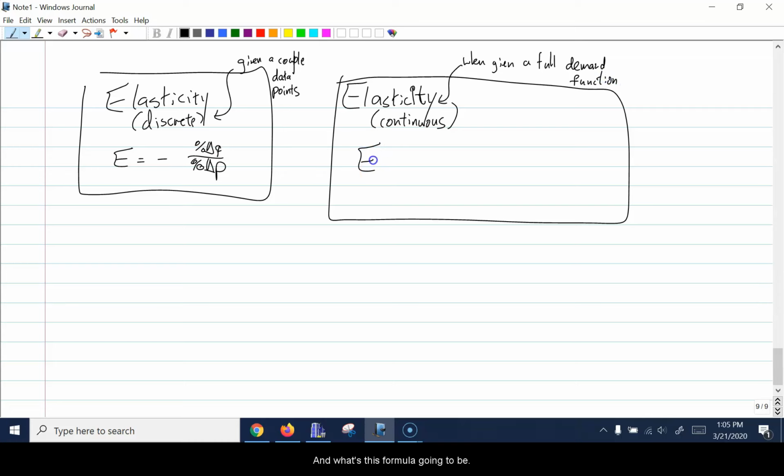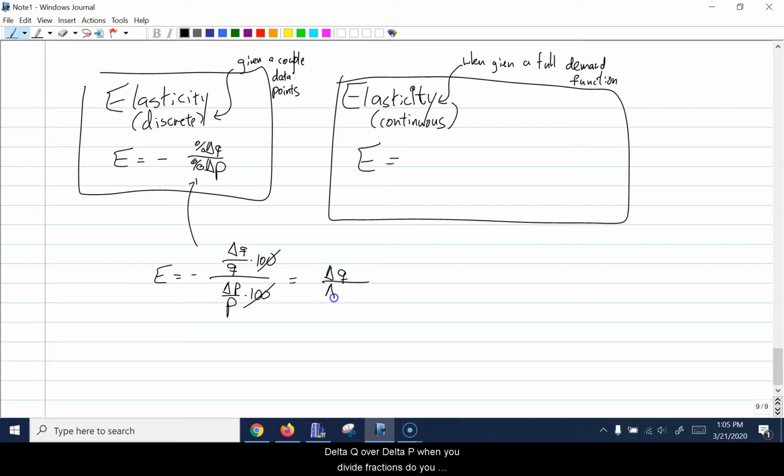And what's this formula going to be? Think about how you found the percent change in Q. You took how much was the change in Q, and you divided by how much Q there was. And to change that to a percent, you would multiply that by 100. How do you find the percent change in P? You take how much was the change, divide that by the original P value. You multiply that by 100. Well, the hundreds cancel. You get delta Q over delta P.